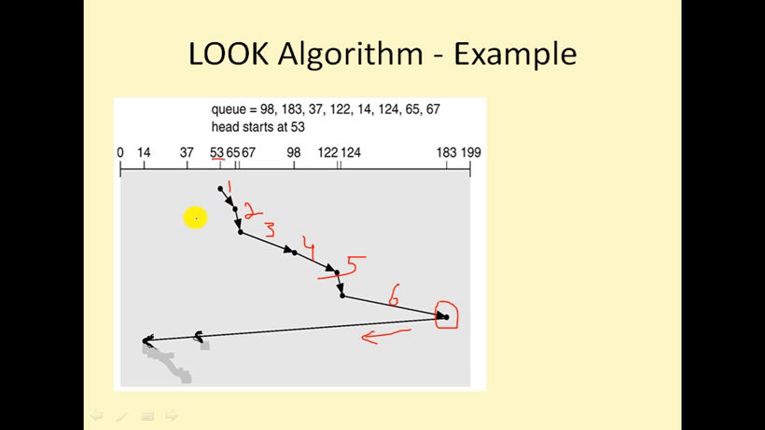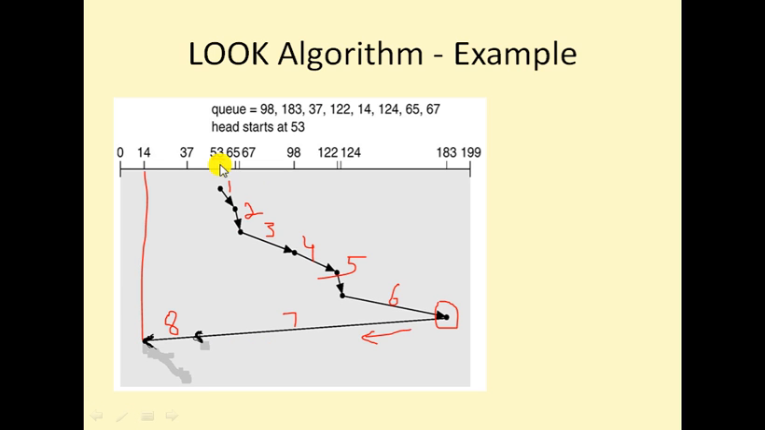In this direction the first request is 37. So from 183 to 37, this is the 7th movement. From 37, 14 is the request available in the queue. This is the 8th movement. From 14, there is no request available in the queue. So it stops at 14 only. It doesn't go to the 0th position. It is a simple mechanism in the Look algorithm.